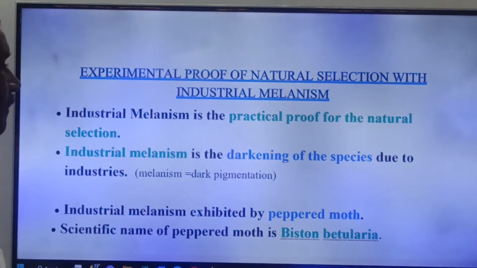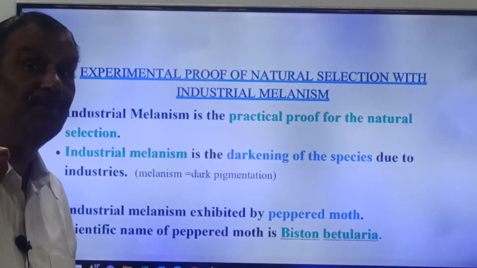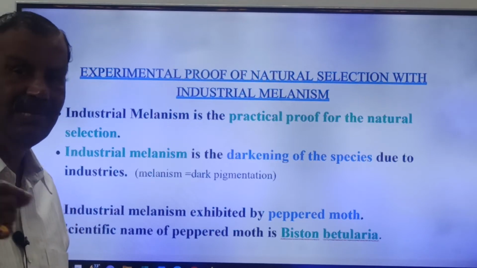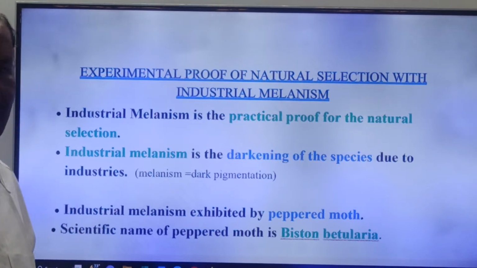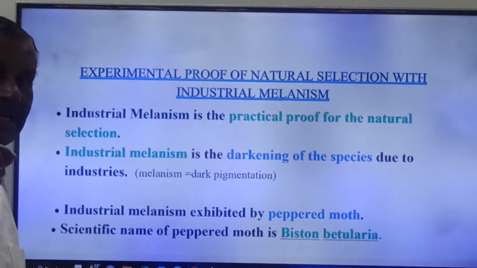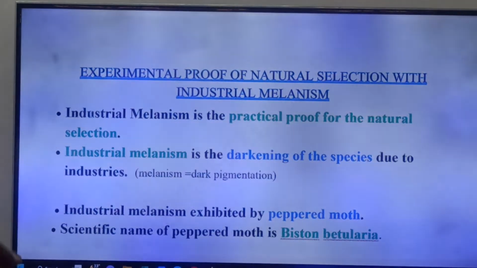Industrial melanism is the practical proof for the natural selection. Friends, industrial melanism is the practical proof for what, friends? For natural selection. What is natural selection, friends? It is an evolutionary theory proposed by Charles Darwin. So industrial melanism is the practical proof for the natural selection of the evolution of Darwin.